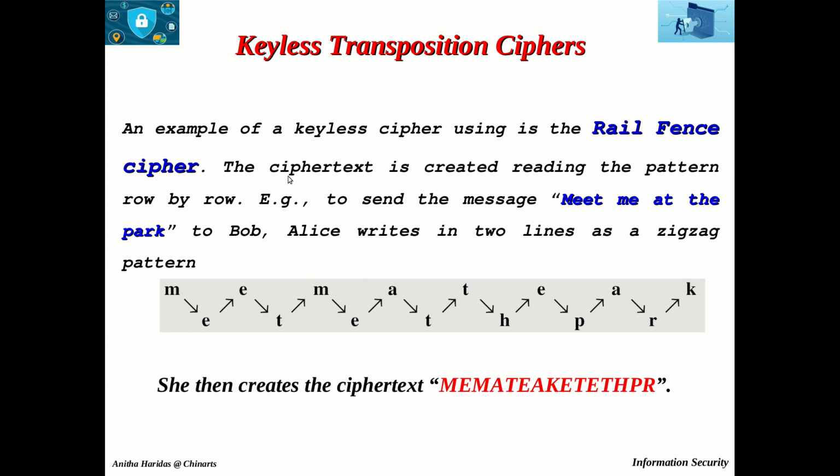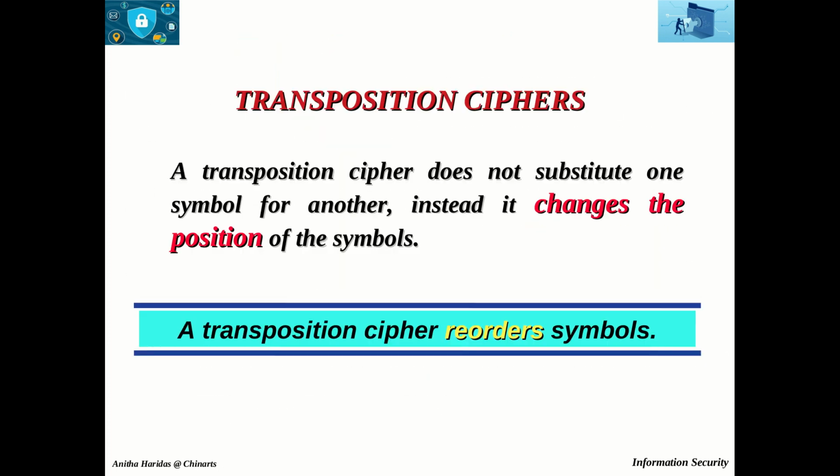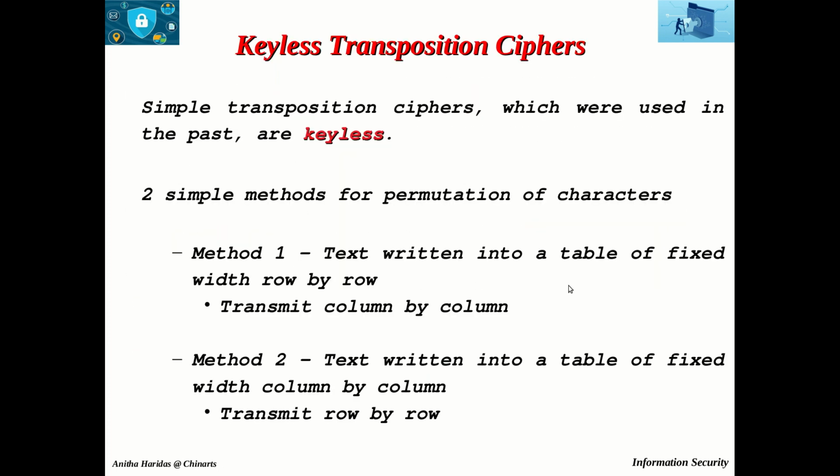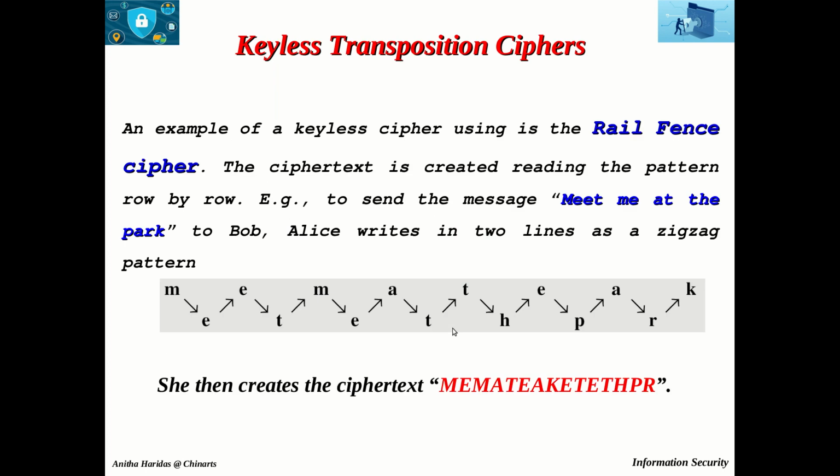Let us see how the first method is used. What is the first method? First method is nothing but writing the text row by row, then transmitting it column by column. So that is what we are going to do here. And this method is what we call the rail fence cipher. And here the ciphertext is created reading the pattern row by row.